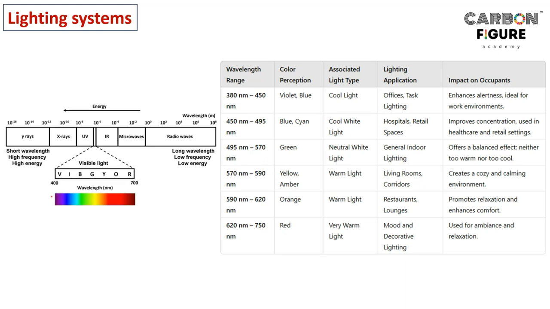When you would like to tabulate these things based on the wavelength range, 380 nanometers would be the starting point under the visible light bandwidth. 380 nanometers to 450 nanometers would come under violet or blue. If you see the associated light type, they are cool light, right? Then what are the typical applications? Offices, task lighting, right? How does it impact occupants? It enhances alertness and is ideal for work environments.